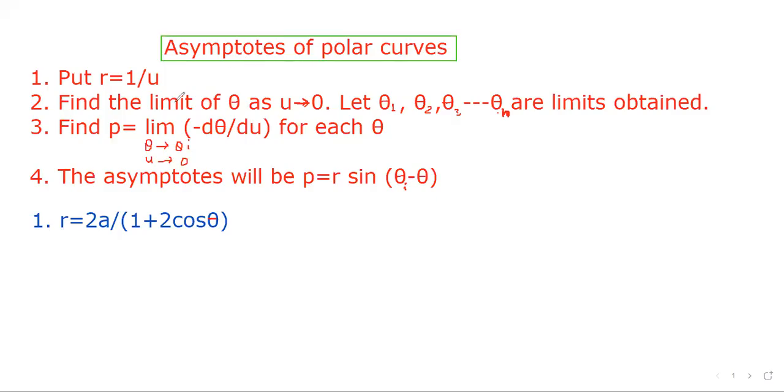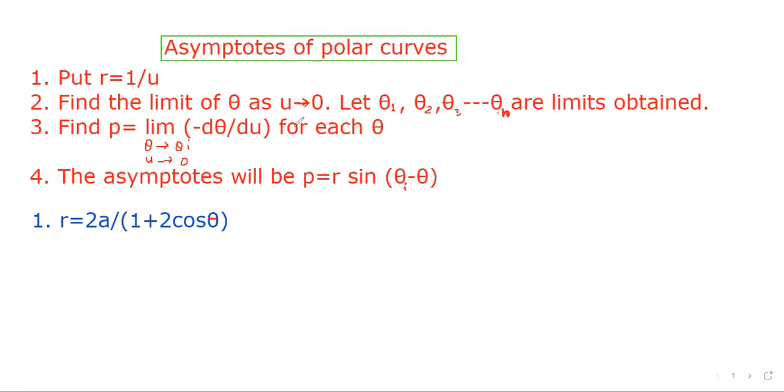Asymptotes of polar curves. Working: put r equal to 1 upon u. Find the limit of theta as u tends to 0. Let theta 1, theta 2, theta 3, ... theta n be the limits obtained. Then the next step is to find p equal to limit of minus d theta by du for each theta. When theta tends to theta i, u tends to 0. And the last point is that the asymptotes will be p equal to r sine (theta i minus theta).